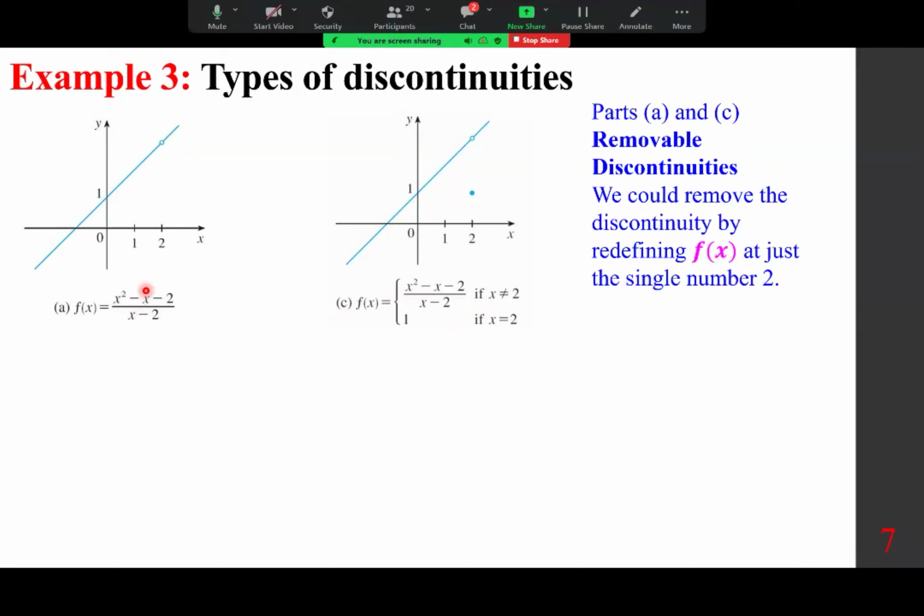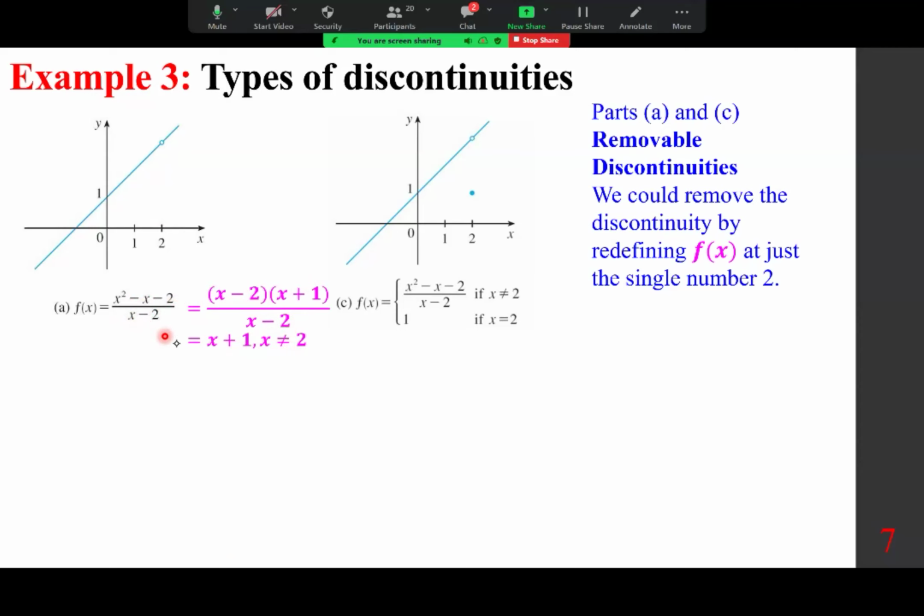First of all, when the hole appears because there is a common factor, remember, in order to find the vertical asymptote, you set the denominator equal to 0 and x becomes 2. This is not a vertical asymptote. Why is that? When you do the factoring, x minus 2 and x minus 2 cancel each other. So this becomes x plus 1 under the condition that x is not equal to 2. Therefore, x equals 2 is not a vertical asymptote.